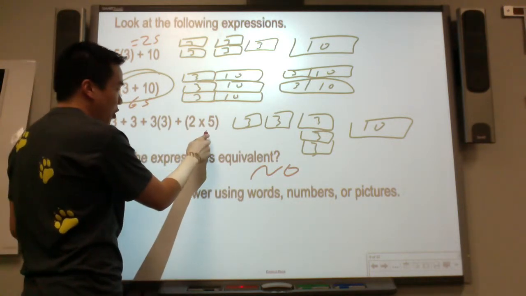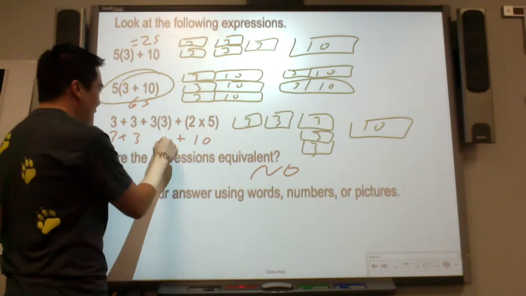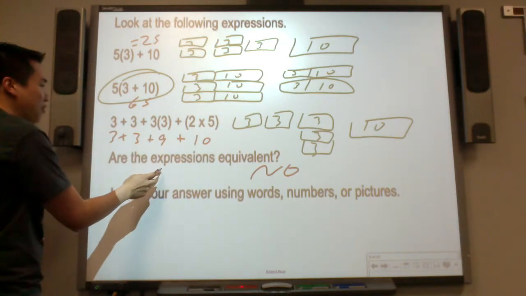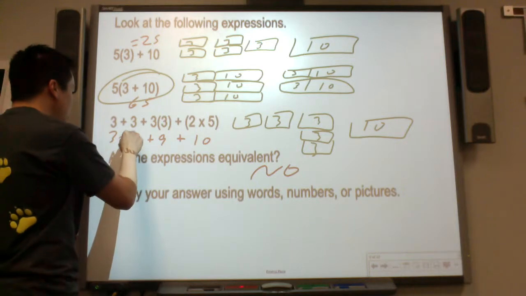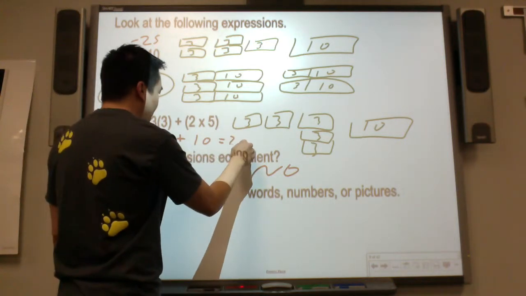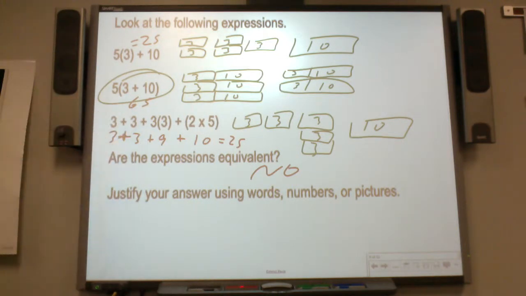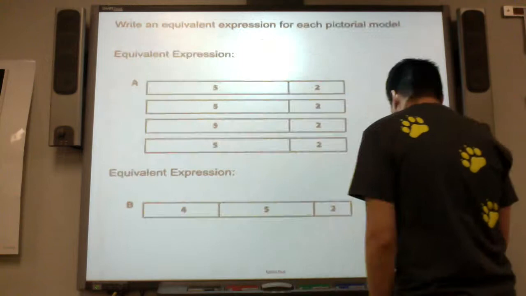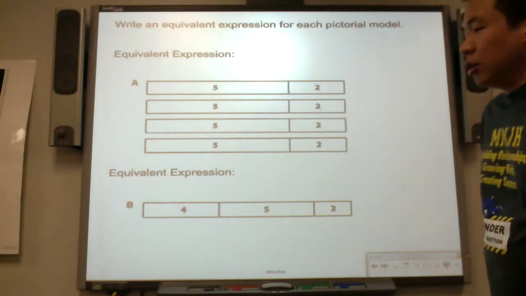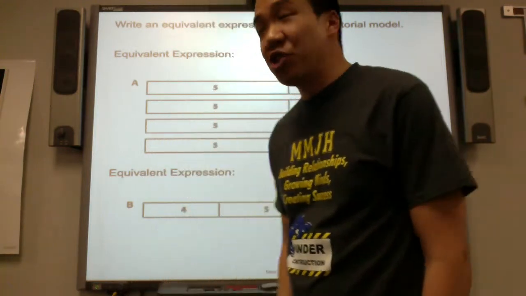We do the grouping symbol first, that's 10. Then you do the multiplication, that's 9. Then you add from left to right. 3 plus 3 is 6, plus 9 is 15, plus 10 is 25. So are all these equivalent? No. Again, this does not match. So last but not least, now, given the pictorial model, can you write it as an expression?